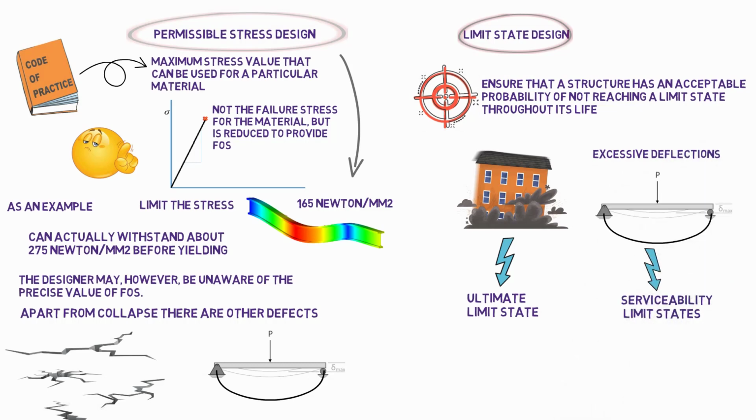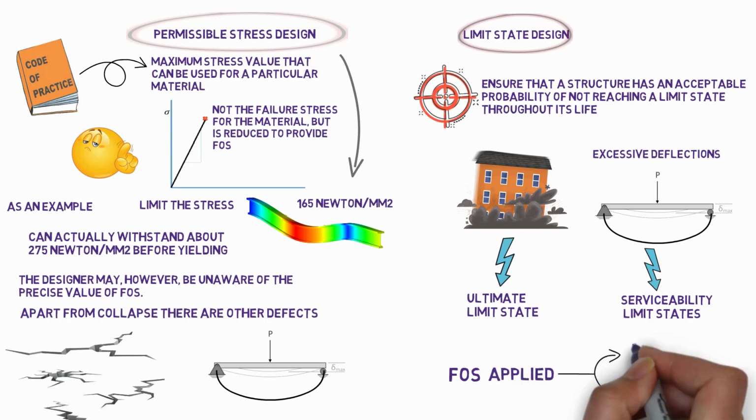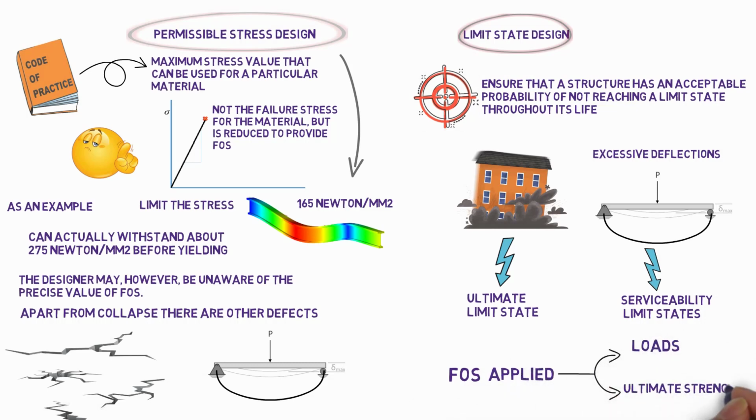The limit state approach allows us to set a higher probability against reaching the ultimate limit state than the other, less important serviceability limit states. In practice, the principal way in which the limit state approach differs from the permissible stress approach is that the factors of safety are explicitly stated, and applied separately, firstly to the loads and secondly to the ultimate strength of the material. The difference between the two design philosophies is clearly illustrated in the following example.